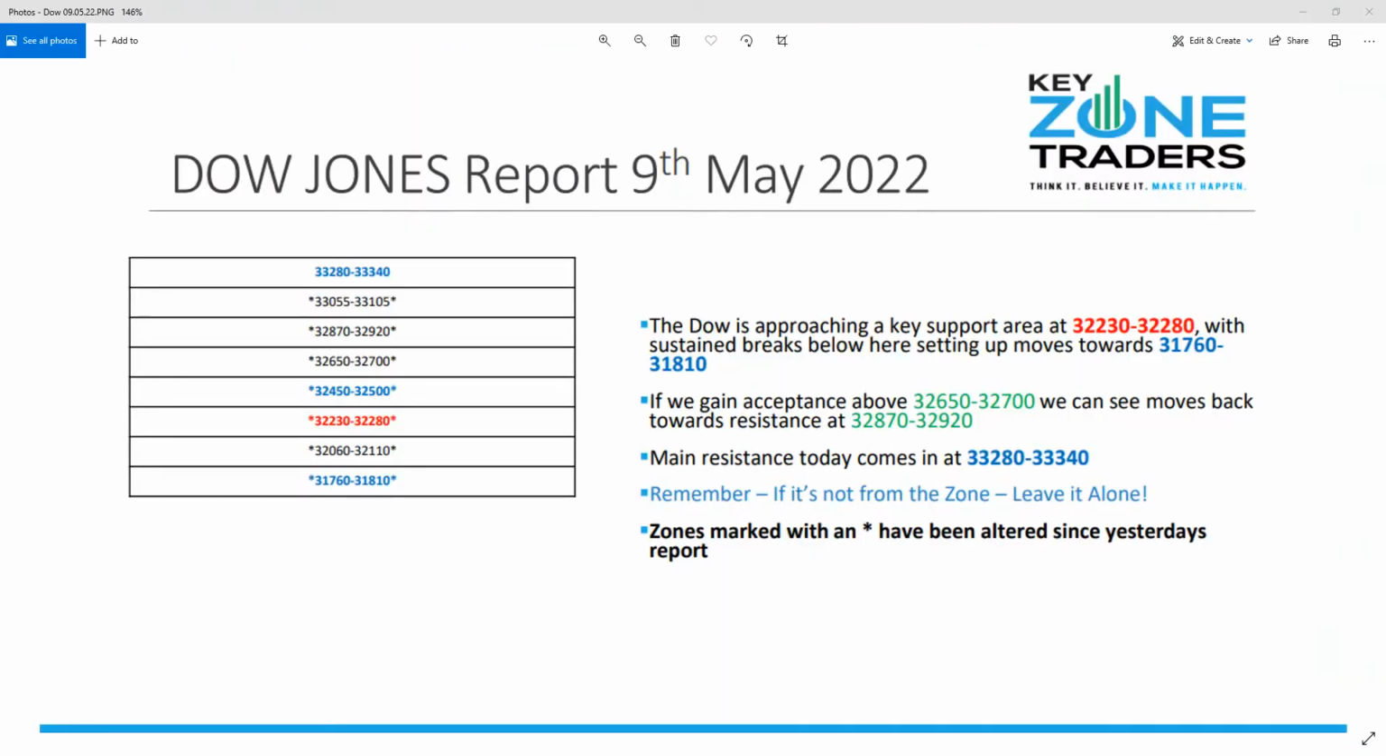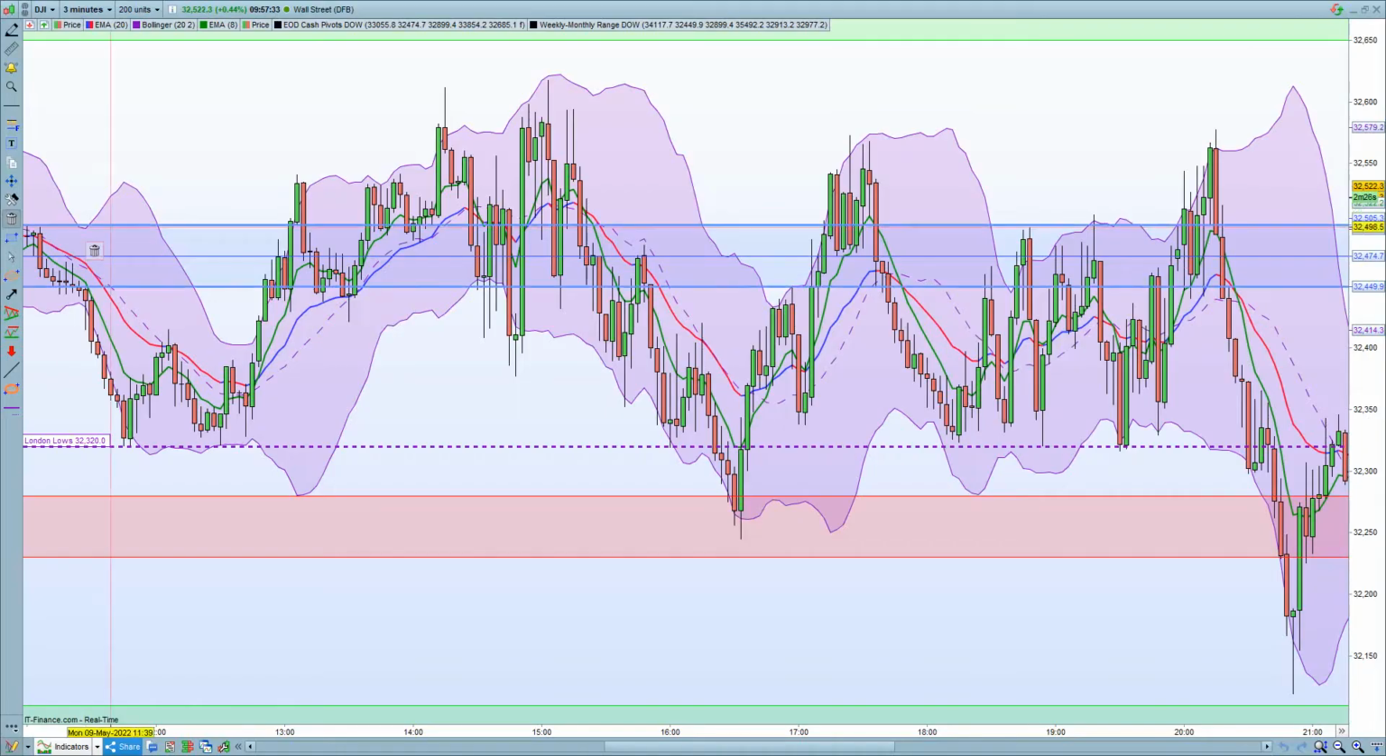Okay, so we said the Dow was approaching key support at 32,230 to 32,280, with sustained breaks below there setting up moves to 31,760 to 31,810. If we gained acceptance above 32,650 to 32,700, we could see a move back towards resistance at 32,870 to 32,920. So let's go and have a look at the Dow from yesterday.